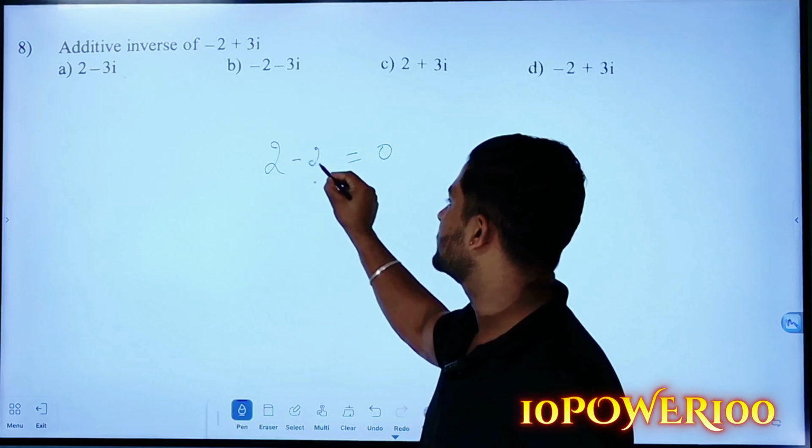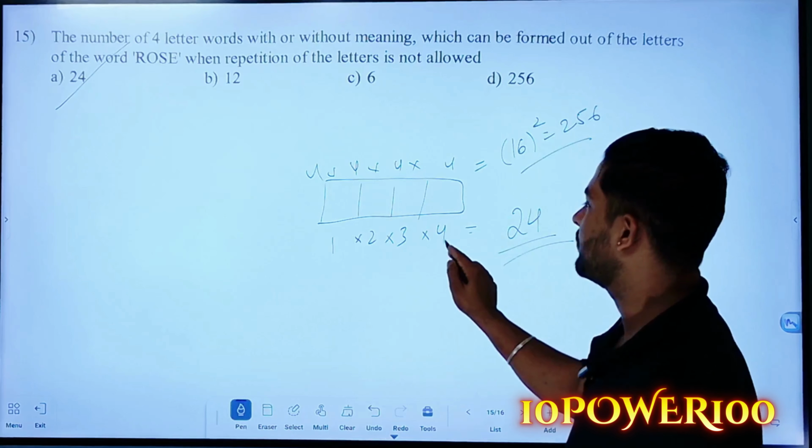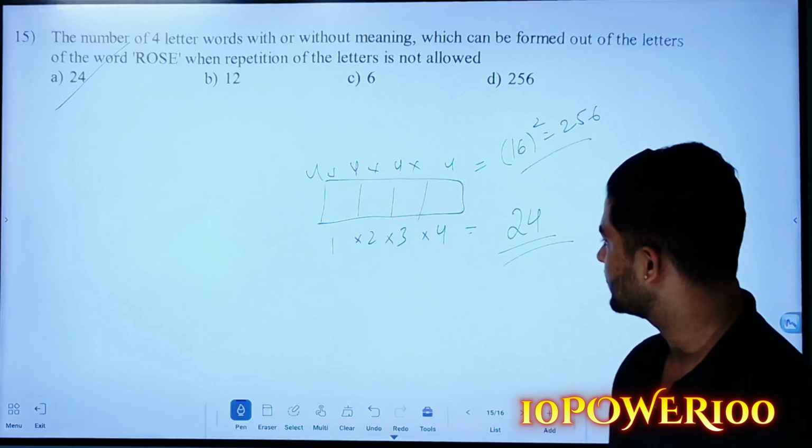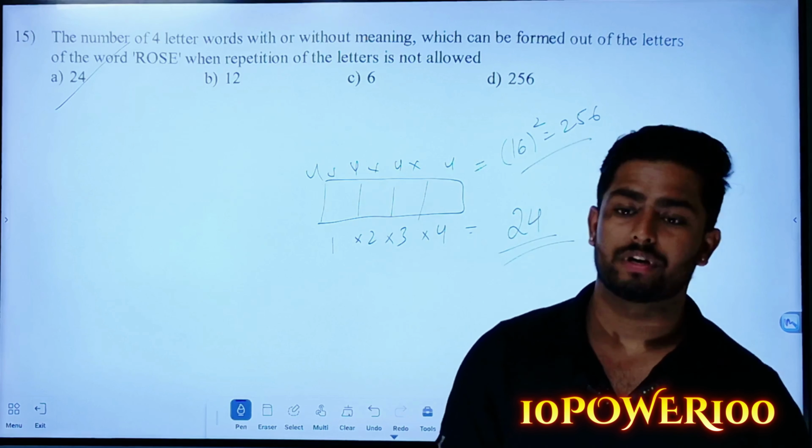So 4 times, 4 fours are 16 squared, it is 256. Okay, in this case only 4 into, since it is without repetition, 4 3 2 1. So 4 3 2 1 multiplication gives 24. So 24 is the right answer.